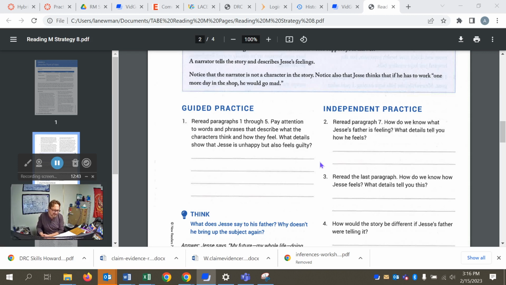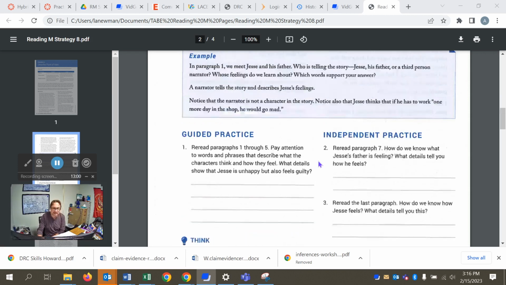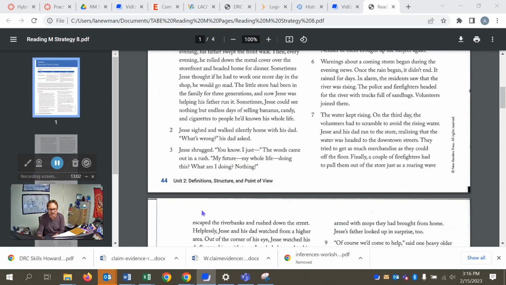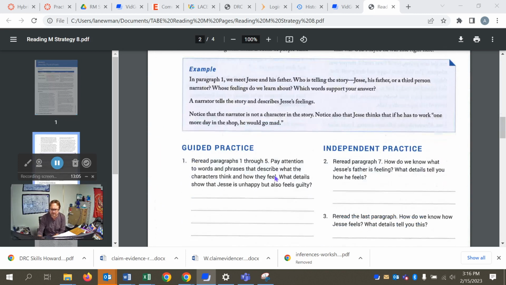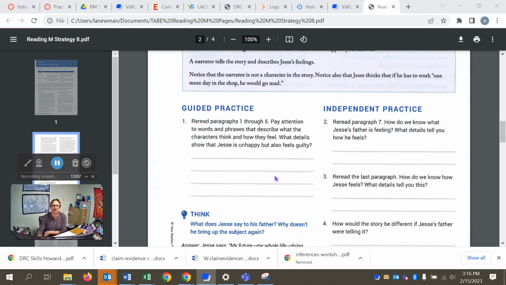I had the fact that he sighed. He felt embarrassed. And there's a quote, in paragraph 3, and he kind of trails off, my future, my whole life doing this. What am I doing? Nothing. That was found at the very bottom of the first page, right in paragraph 3. But all good supporting details that show that Jesse has kind of conflicted mixed feelings. He's unhappy, but he's also feeling guilty that he does feel unhappy.